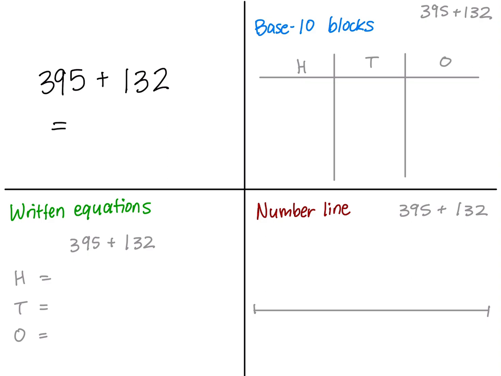I'm going to tackle the first number here, 300, 390, 10, 20, 30, 40, 50, 60, 70, 80, 90, 395. 1, 2, 3, 4, 5. Okay, now we're going to add 132.